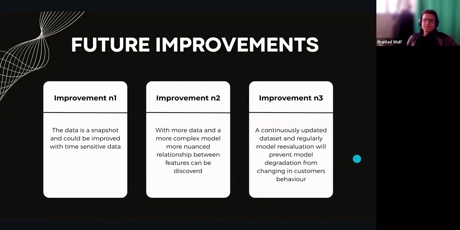And the final improvement is a continuously updated data set, and regular re-evaluation will prevent the model from degrading in accuracy from changes in customer behaviors. In 1 or 2 years, maybe customers don't buy credit cards anymore or something like that. And so being able to re-evaluate and understand customer behavior through implementing new iterations of the model would be the way to go.